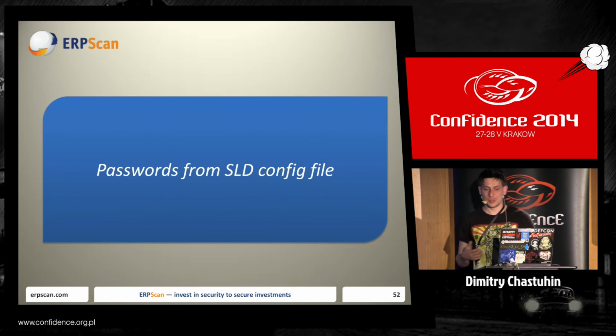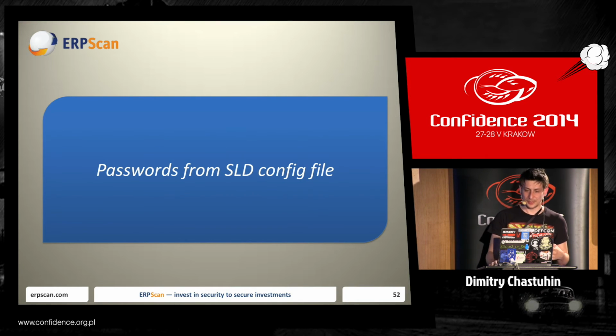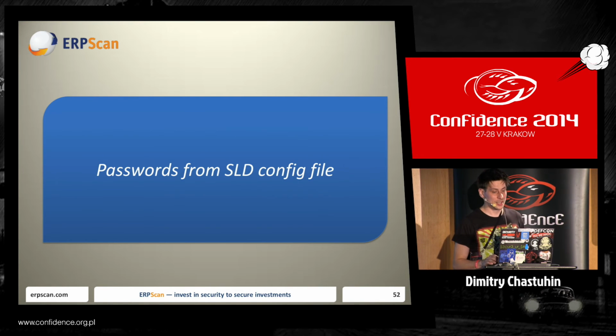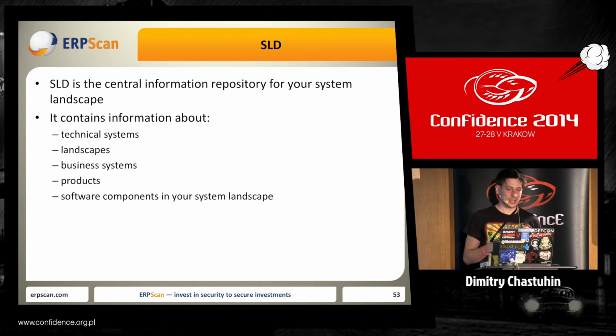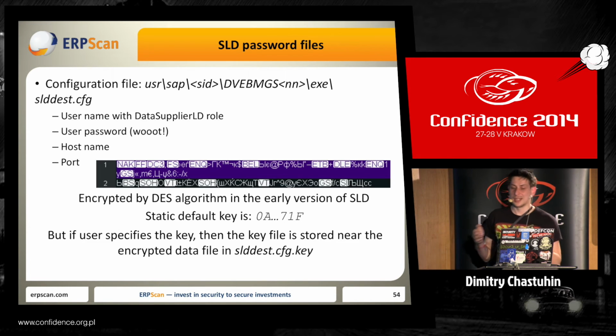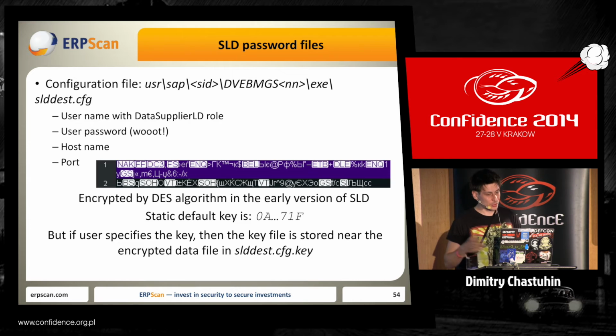And go to the next SAP module, it is SLD, and the password from the SLD config file. SLD is the central information repository for the SAP system landscape. It contains information about technical system landscapes, business system products, and software components in the SAP system landscape. And so, of course, SLD has a config file. Its name is sld.cfg, and it stores information about username and user password, host name, and port value.